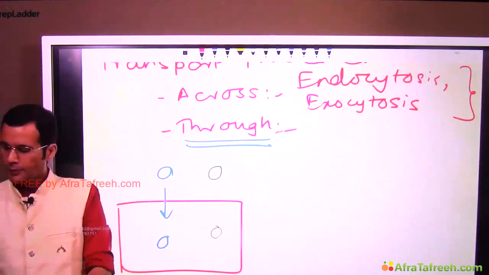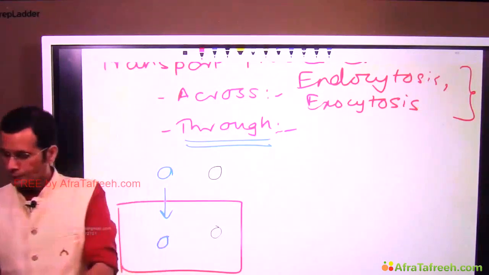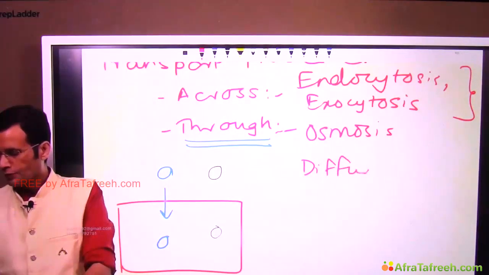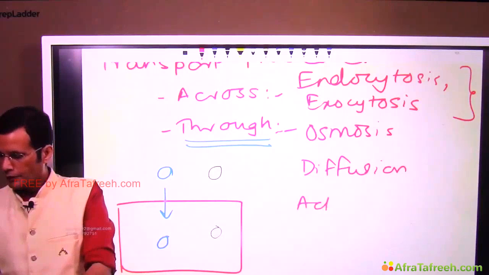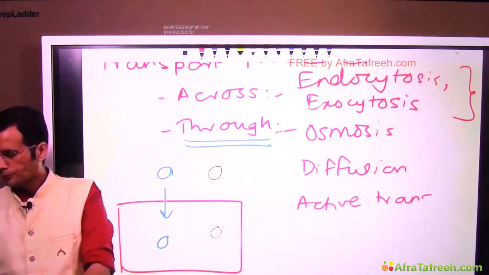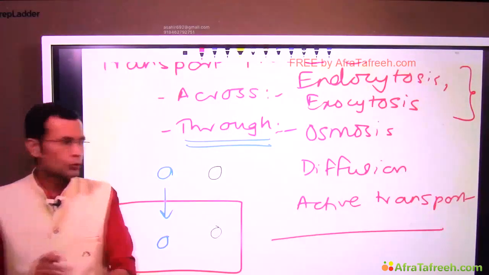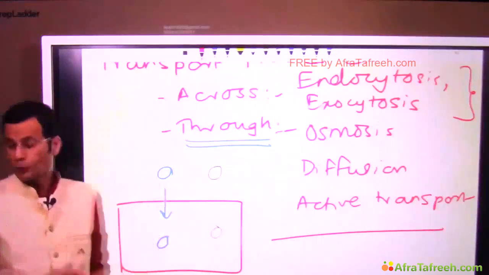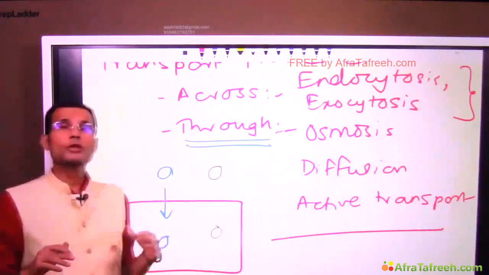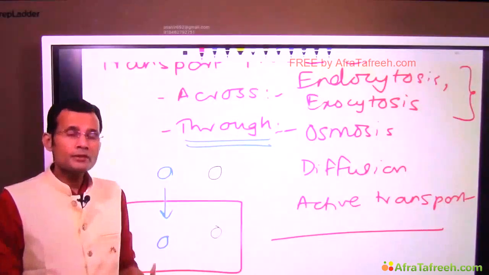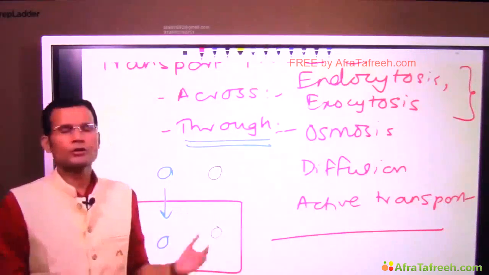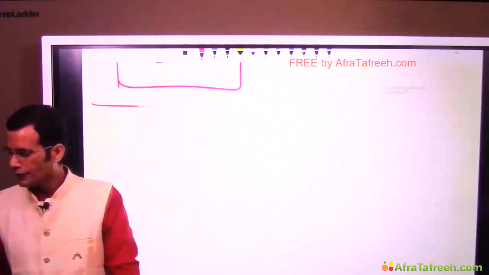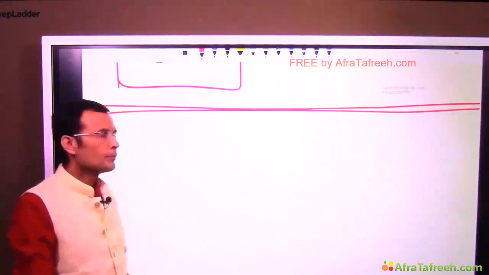Transport through the cell membrane, we will be mainly dealing with osmosis, diffusion, and active transport. So that is basically the division in these transports. But remember, when we say transport across a membrane, that means not through the membrane, but still crossing the membrane. And then the other type is transport through the cell membrane. So let's now look at them one by one.